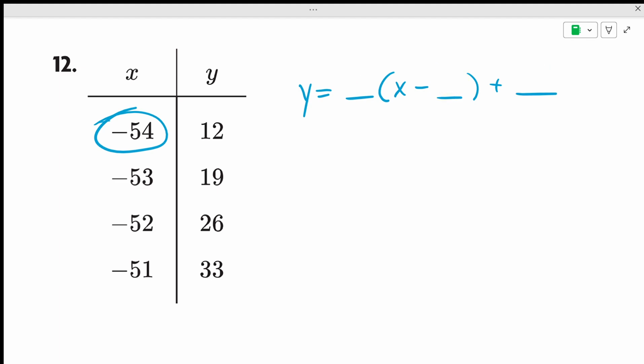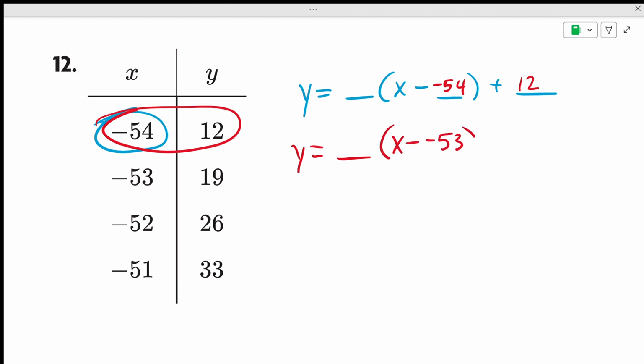and I'm going to delete my slope and fix that in a second. But I could choose the numbers x minus -54 and 12. Or I could use the numbers -53 and 19. Or I could use the numbers x minus -52 and 26.